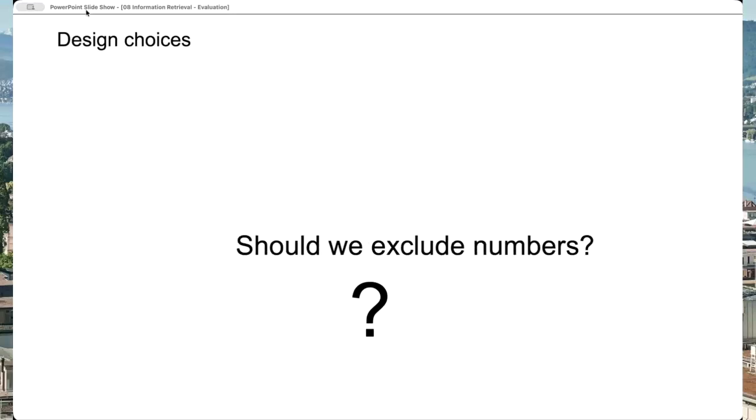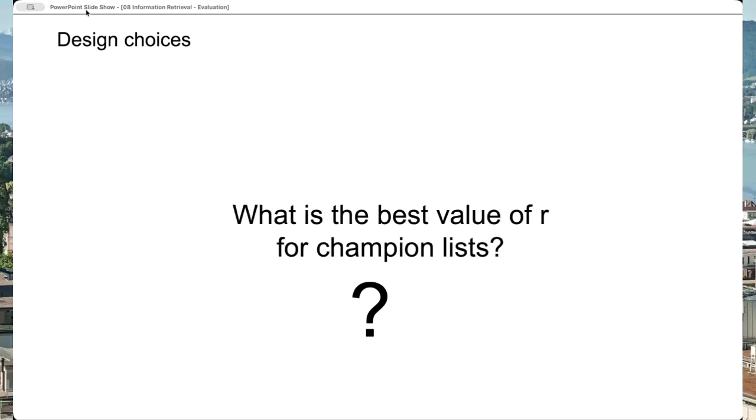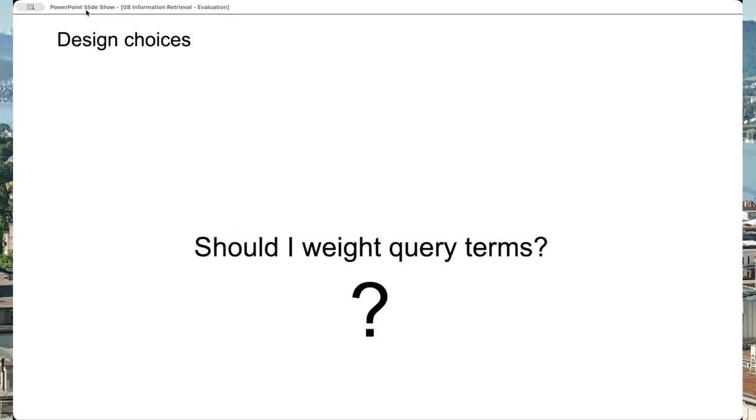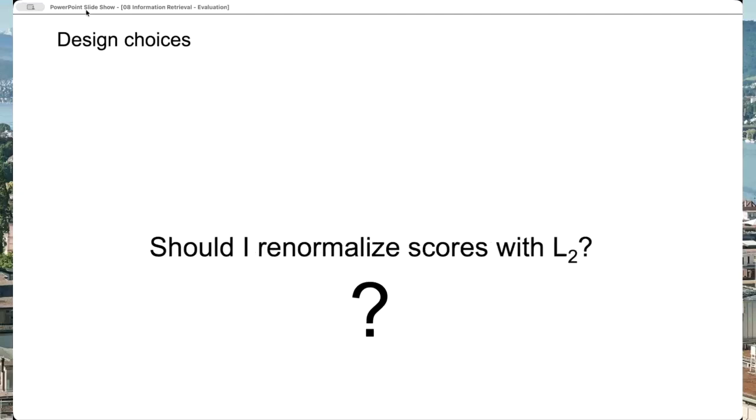How do you know if we exclude the numbers, the phone numbers, the email addresses, and so on? What is the best value for R for the champions list? How many documents do we keep for a term? Do we use stemming or do we use lemmatization? Maybe for some languages it's obvious. What if it's a language that's kind of in between, right? So do you use one or the other? Should you weight the query terms or should you not weight the query terms? We saw that at first we don't weight the query terms, we just use a 1 if it's in the query and 0 if it's not in the query. That's why we sum the TF-IDF. But some people might want to weight the query terms too.